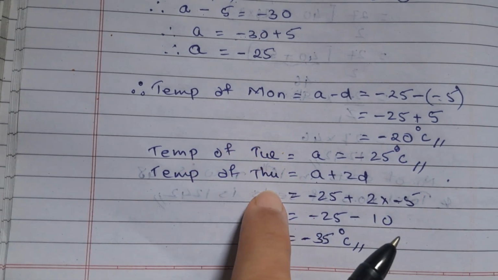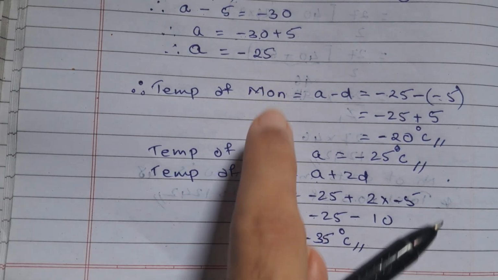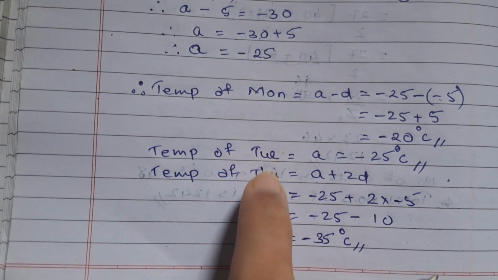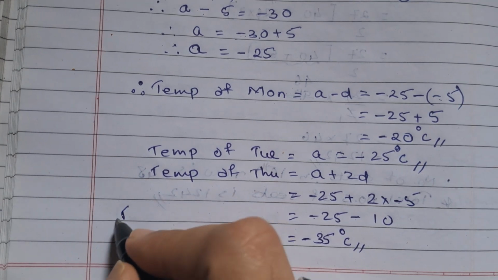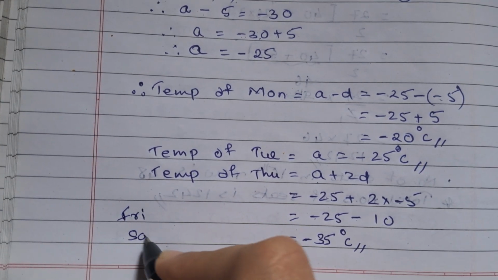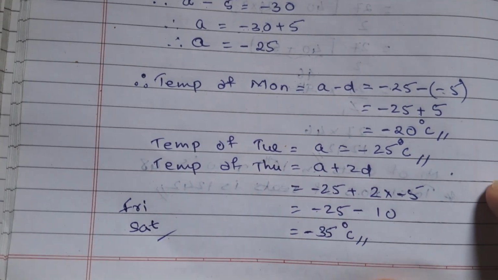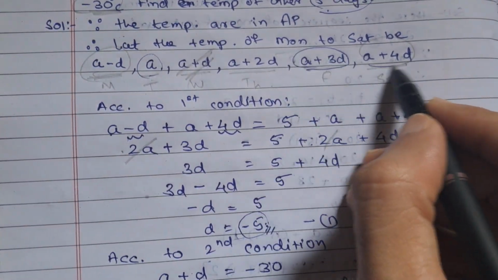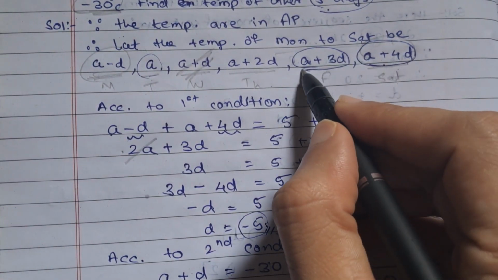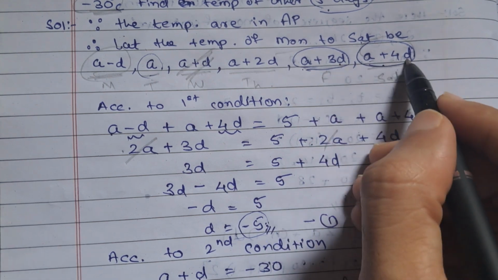So can you give it a try for the other 2 days now? Monday, Tuesday, Wednesday they don't want. I found Thursday. Now for you, the work is to find Friday's and Saturday's temperature using the same format. For Friday and Saturday we have these two values, right? Just write these two values, put the value of A, put the value of D, and you will get the final answer.